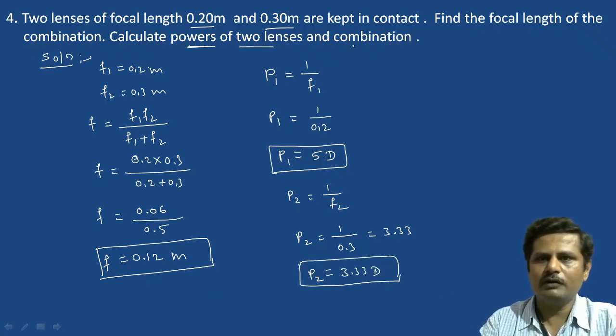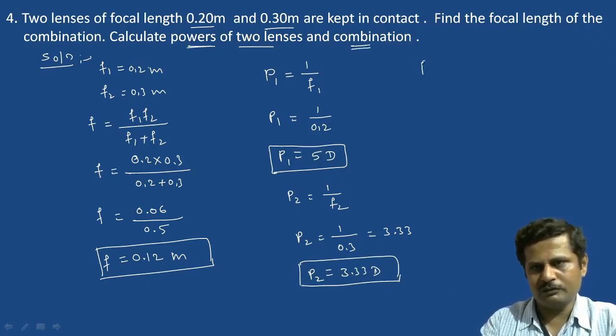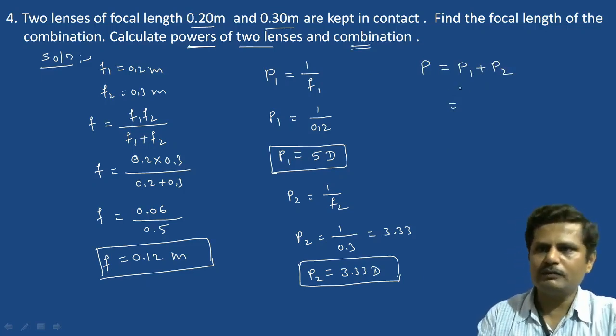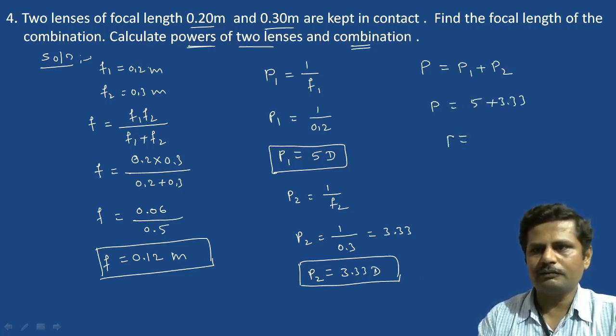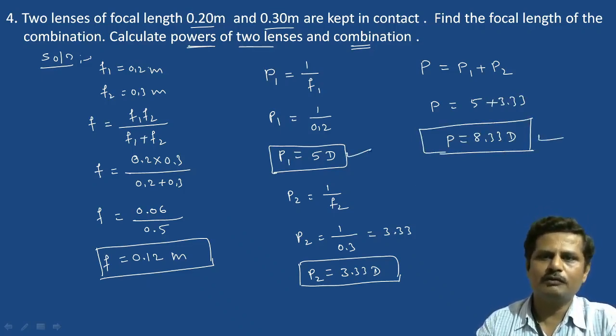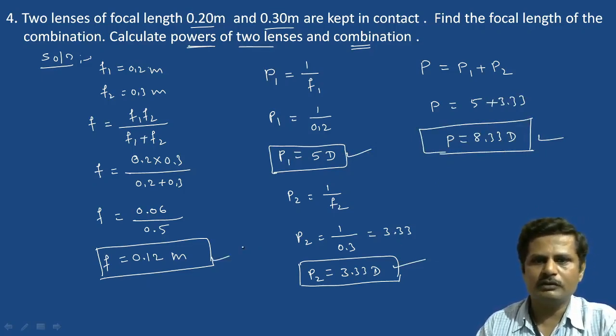And we need to find out the power of the combination also. So power of the combination is given by the sum of the powers of the individual lenses, that is P1 plus P2. We have two lenses here, so therefore P1 plus P2. Now P1 is equal to 5 dioptre plus 3.33. This is equal to 8.33 dioptre. Okay, this is the power of the combination, and the power of the first lens, second lens, and the focal length of the combination of the two lenses.